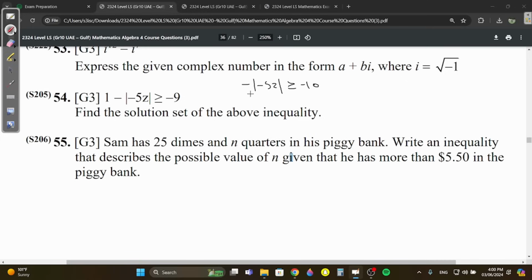Greater than or equal to negative 10. Divide by negative 1, divide by negative 1. Obviously, the sign flips since you're working with an inequality. So you get the absolute value less than or equal to 10 because it becomes positive.